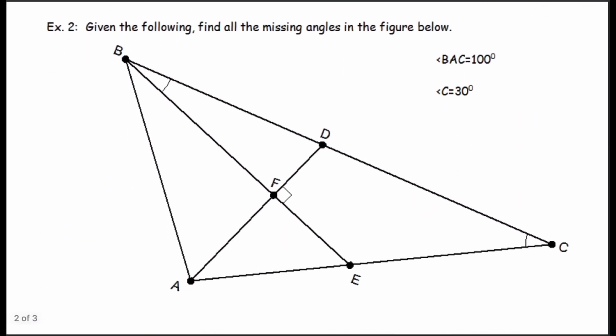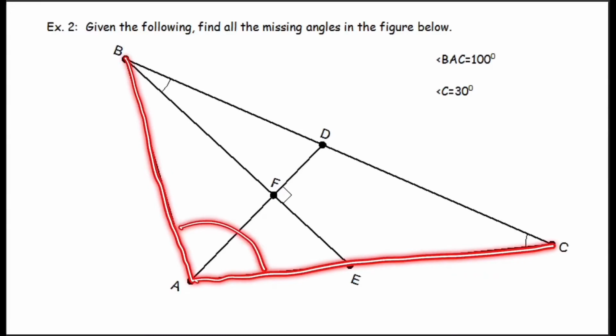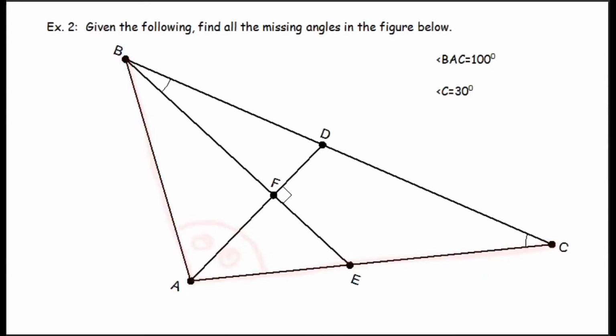Given the following, find all the missing angles in the figure below. What I know here is the measure of angle BAC is 100. Notice BAC is this whole angle, so I don't know what these individual ones are. You can't assume that it's split in half. So let me do something like this: I'll put a big arc with arrows, and that's going to be 100 degrees.